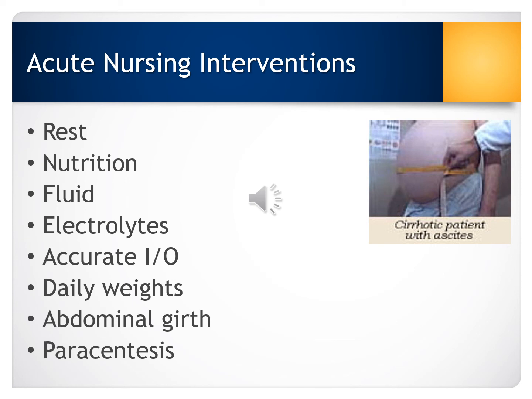You'll be accurately monitoring how much they put in and how much they take out. These patients will need to be weighed daily. You also might be measuring abdominal girth. That may be done once a day or once a shift, depending on the severity of cirrhosis of your patient. You'd be measuring to see if the abdominal girth is increasing, which means that there is an increase in ascites. And you may also be preparing your patient for paracentesis to remove some of that ascites fluid.